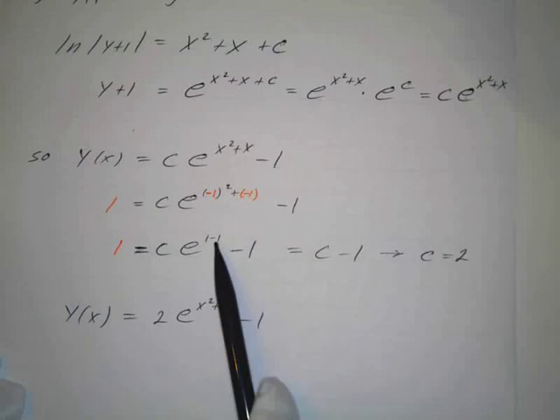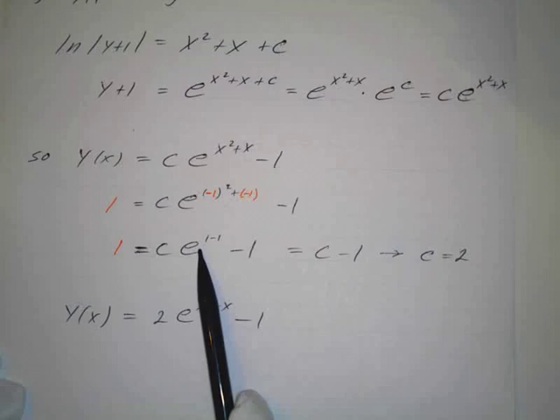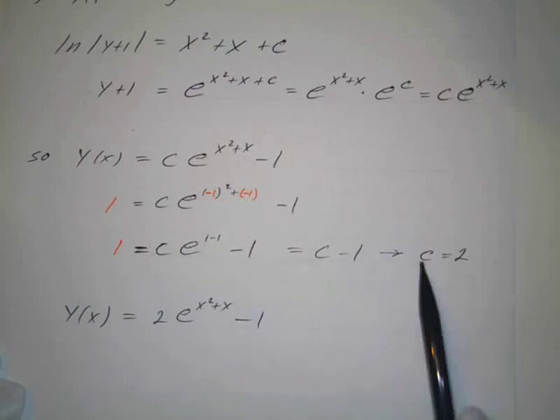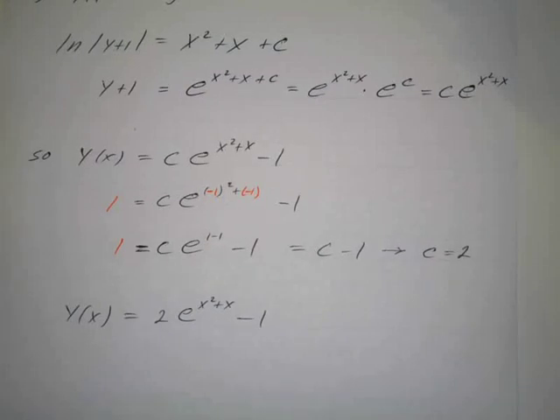Well, negative 1 squared is 1, and then minus 1 is 0, so I just have e to the 0, which is just 1. So I have c times 1 equals c minus 1. If I add 1 to both sides, I get c equals 2. So I put that back in, and I have my exact solution. y as a function of x equals 2 times e to the x squared plus x, minus 1.